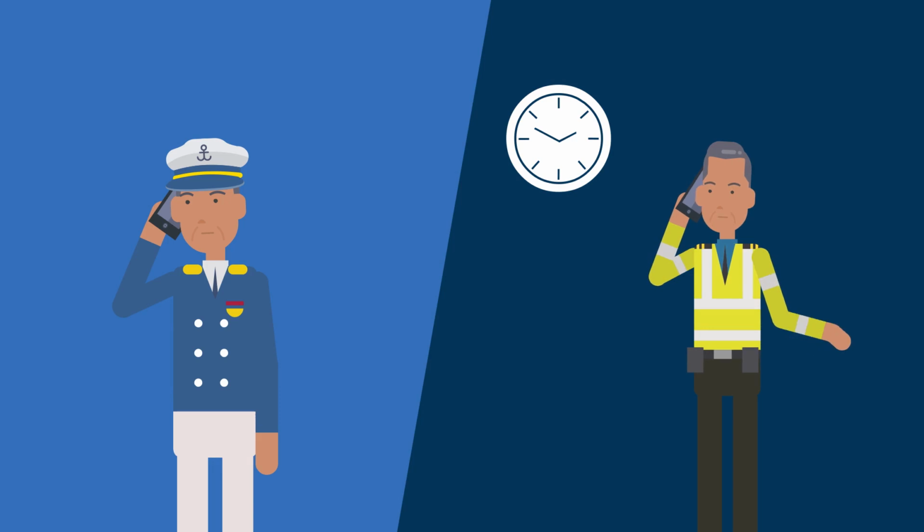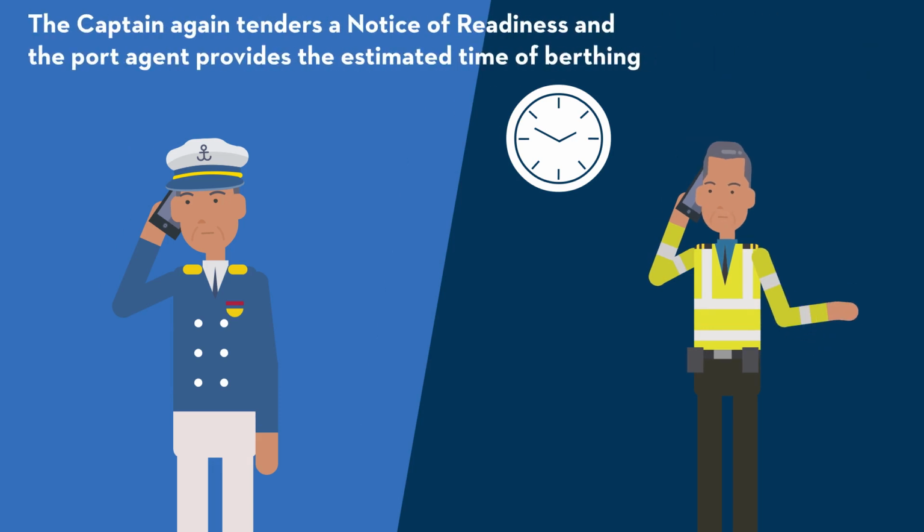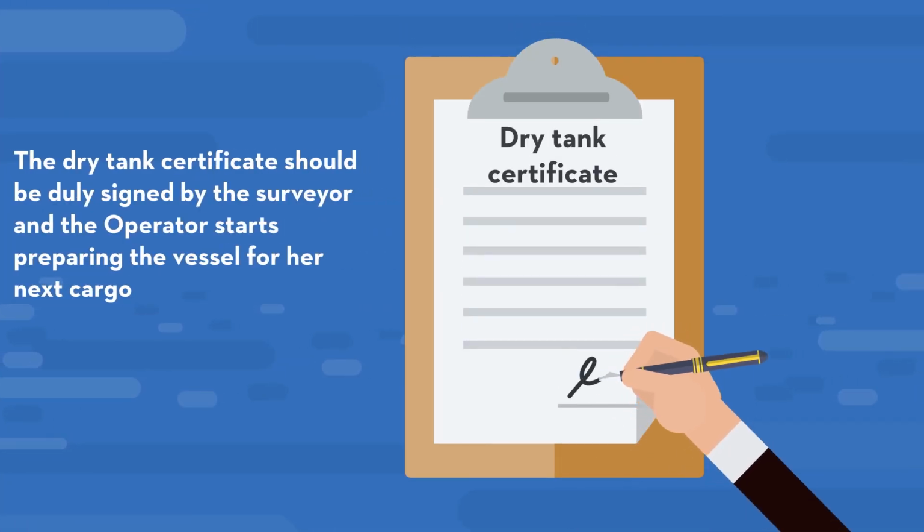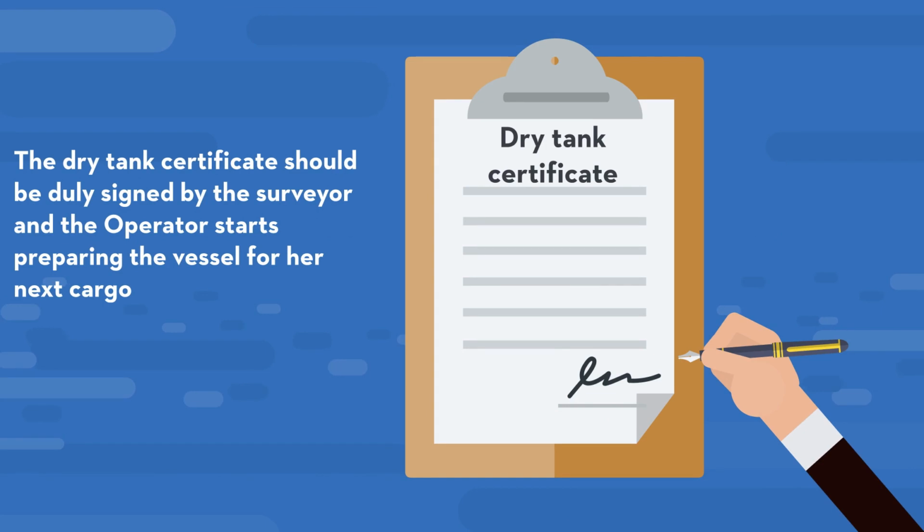Upon arrival at the discharge port, the captain again tenders a notice of readiness, and the port agent provides the estimated time of berthing. Once discharging is completed, the dry tank certificate should be duly signed by the surveyor, and the operator starts preparing the vessel for her next cargo.